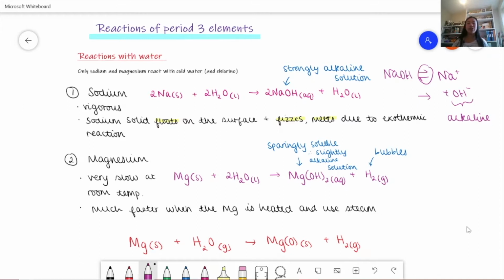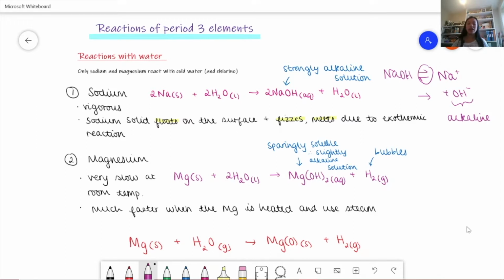And then number 2 is magnesium. Magnesium reacts very slowly with water at room temperature. So we have this equation of magnesium reacting with water to form magnesium hydroxide, which is the milk of magnesia. This is sparingly soluble, so it is a slightly alkaline solution because it doesn't dissociate completely like the sodium hydroxide does. So it's more of an equilibrium that's set up, and also hydrogen gas, which you should see bubbles. And magnesium reacts a lot faster when it's heated and you use steam instead of water.